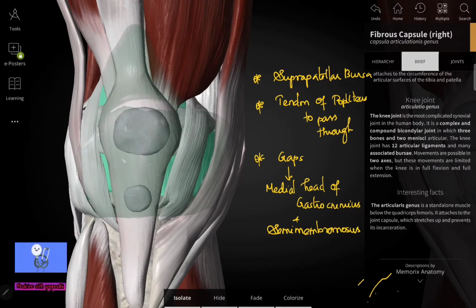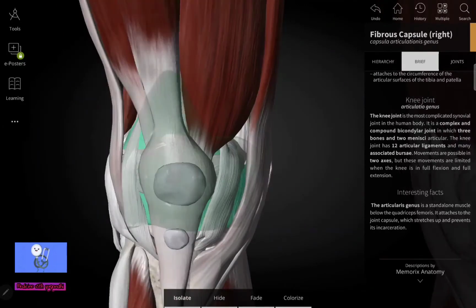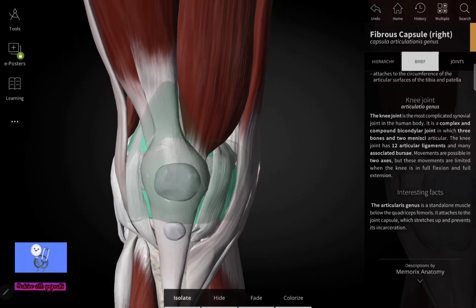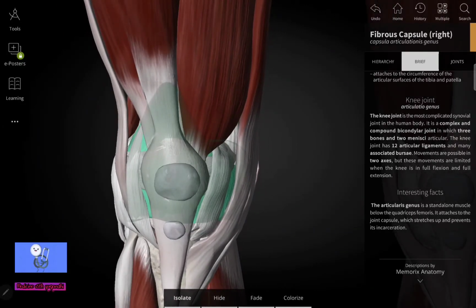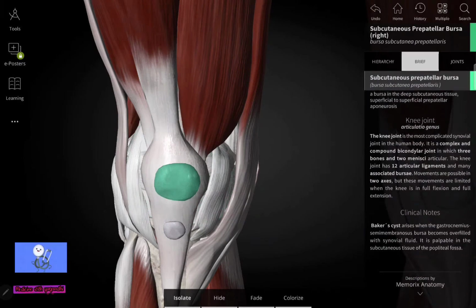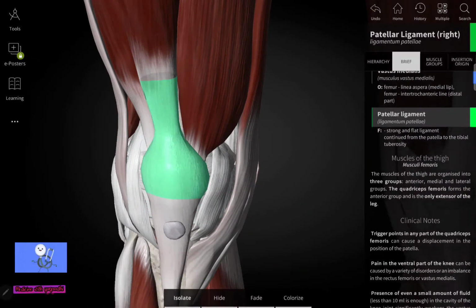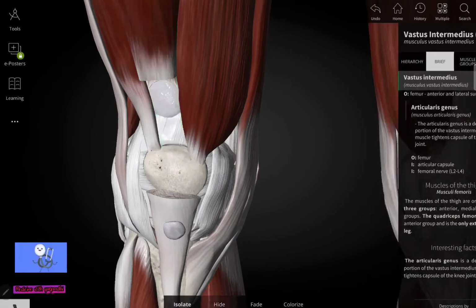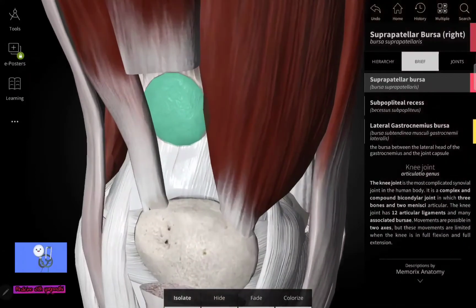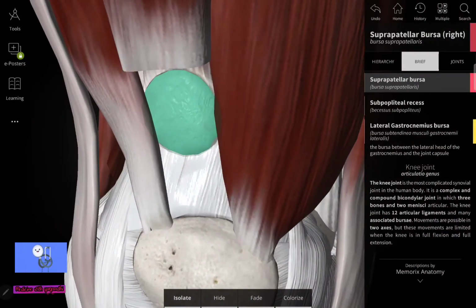Let us see them one by one briefly. What you are seeing here, this green shaded one, is the fibrous capsule. One of the gaps related to this fibrous capsule leads into the suprapatellar bursa. So let us take a look at the suprapatellar bursa. This is the suprapatellar bursa, and the gap related to this fibrous capsule just leads into it.